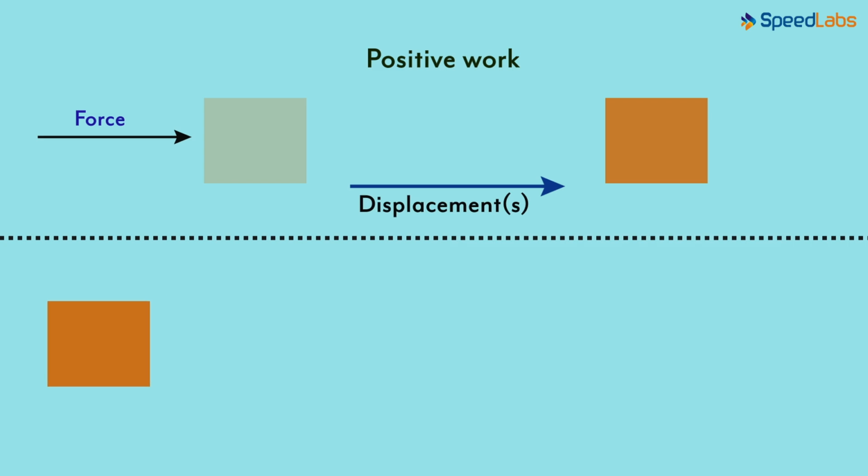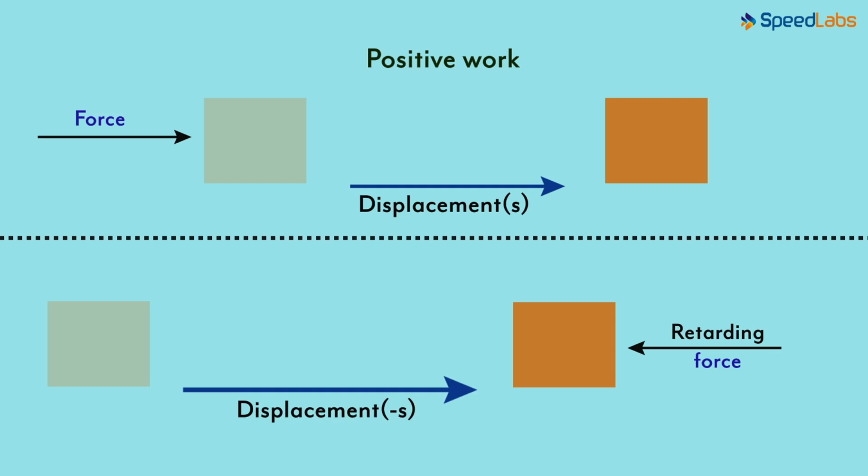Consider a case in which the object is moving with a certain velocity in a particular direction. Now, a retarding force F is applied on the object in the opposite direction. Because of this force, the object may not stop immediately. It will stop after a certain distance. Say it stops after a displacement S. You notice that the displacement is in the direction opposite to that of the force. The work done by the force is considered to be negative in this case. Force and displacement are in opposite directions. The work is given by F times negative S, which is negative of F times S.